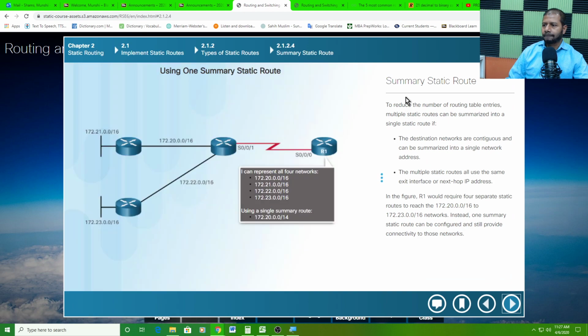Okay, next, summary static route. There is another kind of static route that you write down statically. Here is an example. Look at this situation.